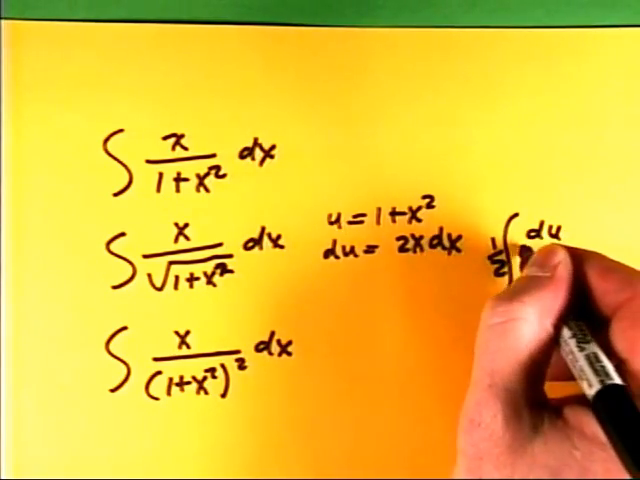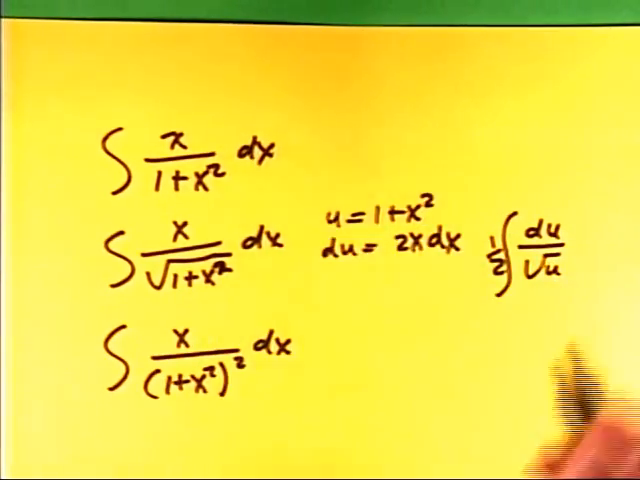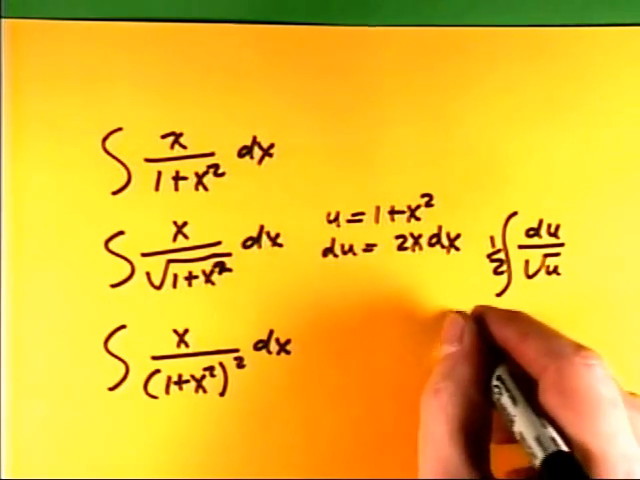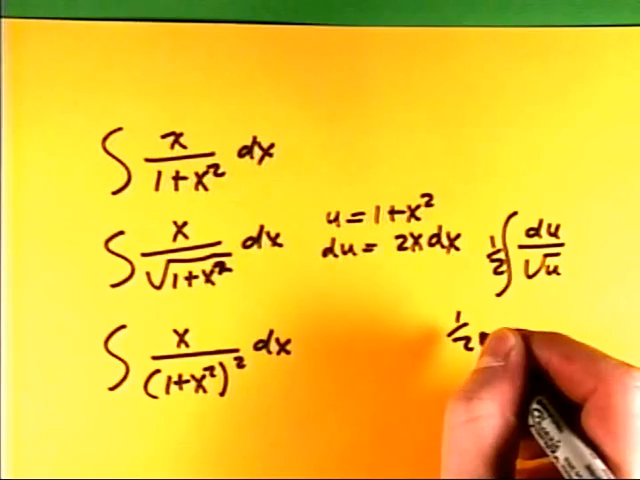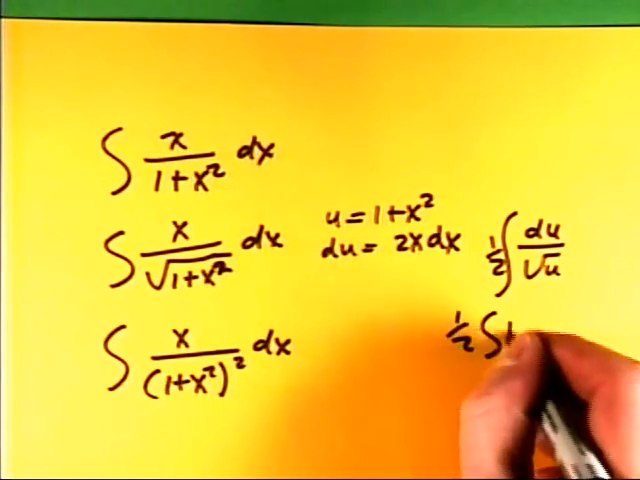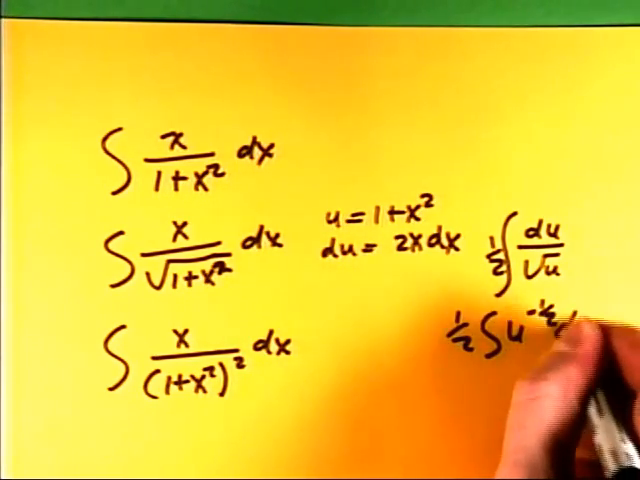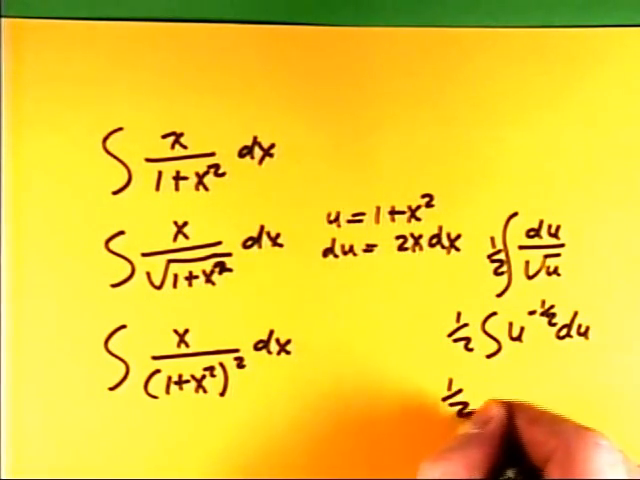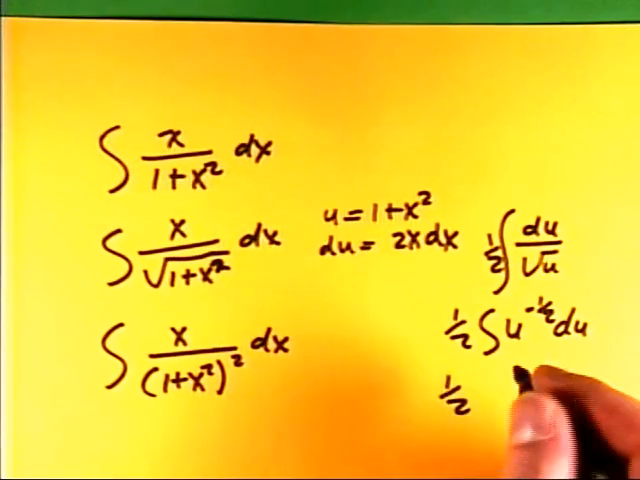That's right. du over square root of u. How do you do that? U to the same thing as negative 1/2. Hey, excellent job. It's on the bottom. Then you integrate it, bump it up and divide.